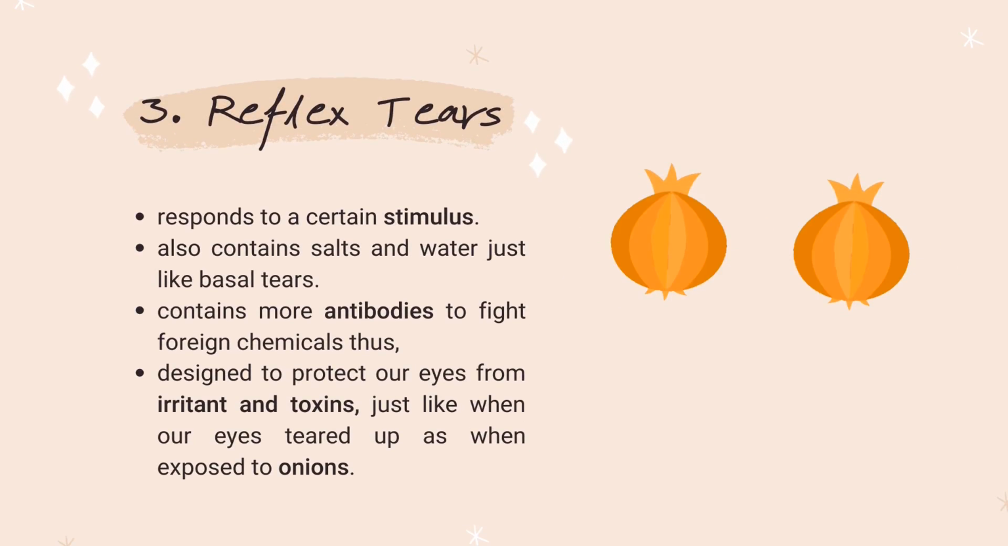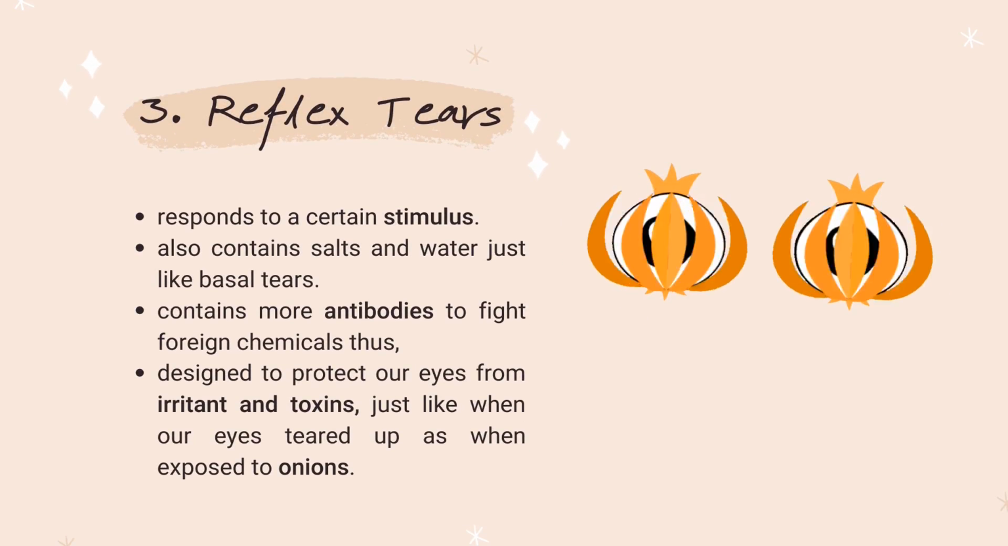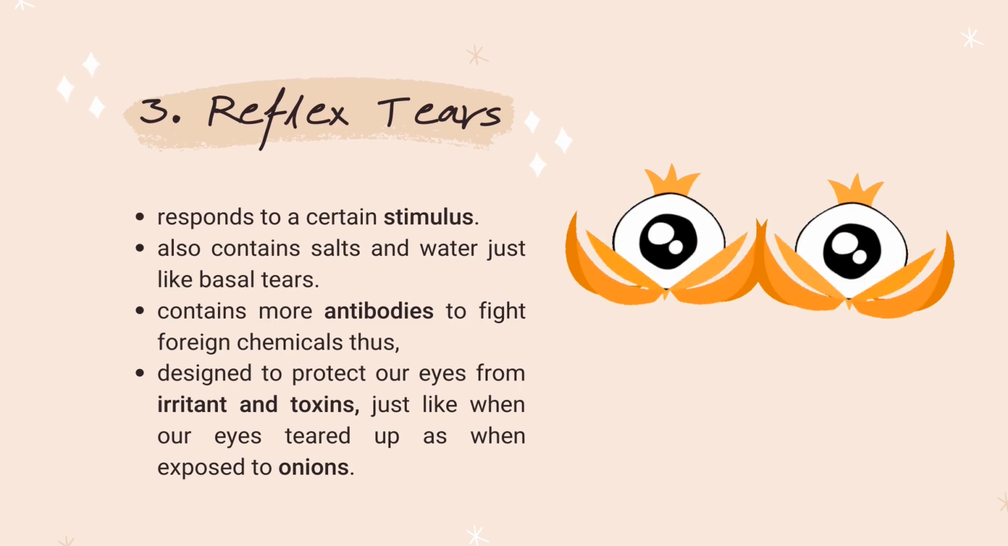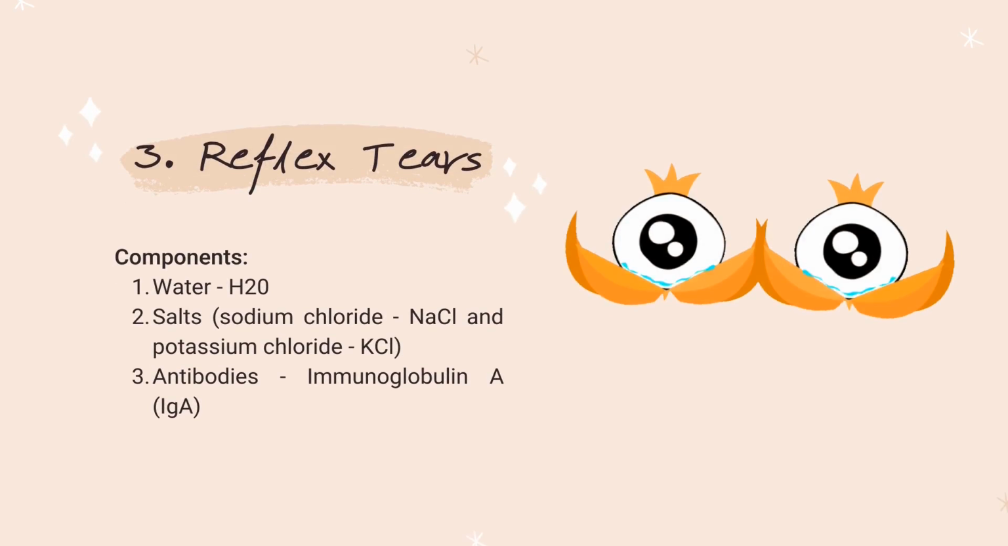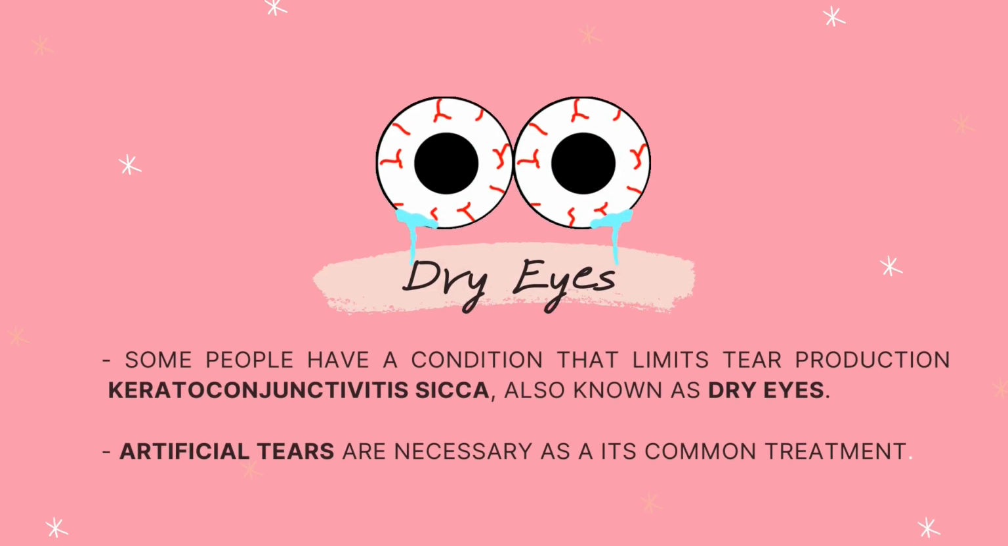Lastly, for our reflex tears, this kind of tears responds to a certain stimulus. It contains antibodies to fight foreign chemicals. Thus, it is designed to protect our eyes from irritants and toxins, just like when our eyes tear up when exposed to onions. And the components of our reflex tears are number 1, water, number 2, salts, and number 3, antibodies called immunoglobulin A.